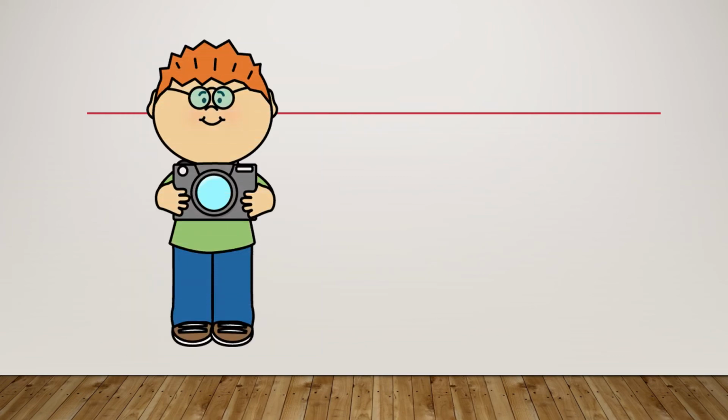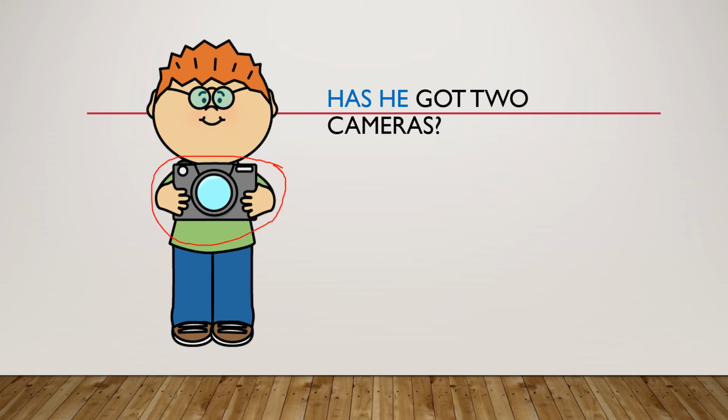Next. This is a picture of a boy holding a camera. So the question is, has he got 2 cameras? Alright, let's look at the picture. He got how many cameras? He got 1 camera. But the question asks, has he got 2 cameras? The answer should be no, he hasn't.